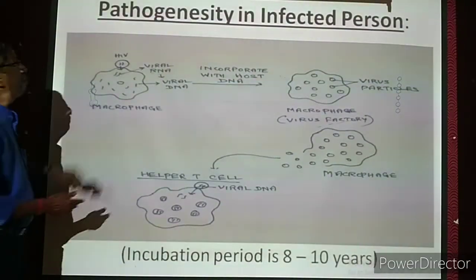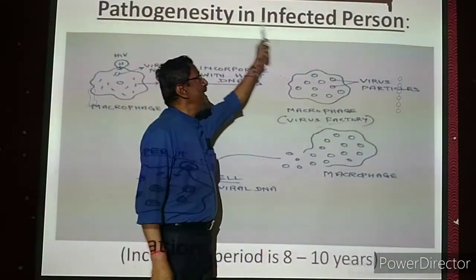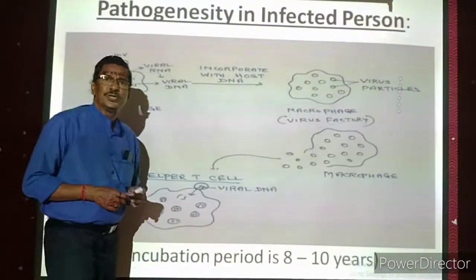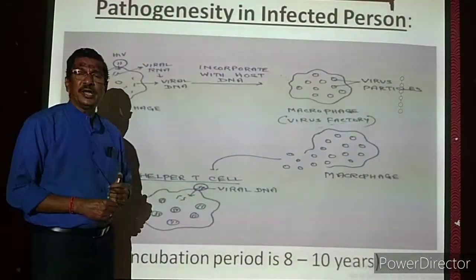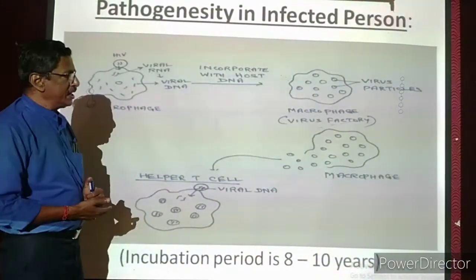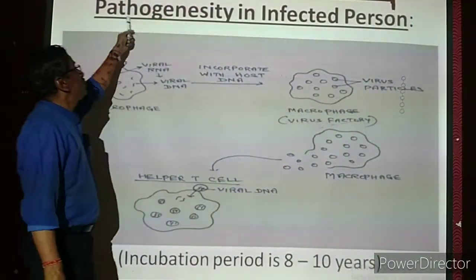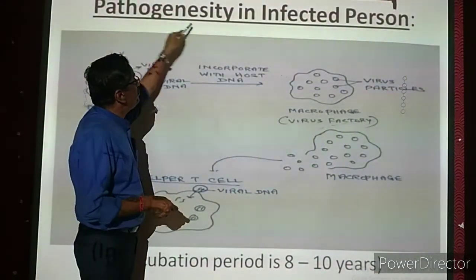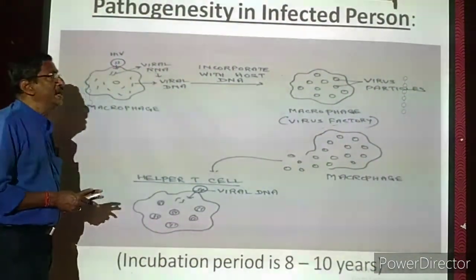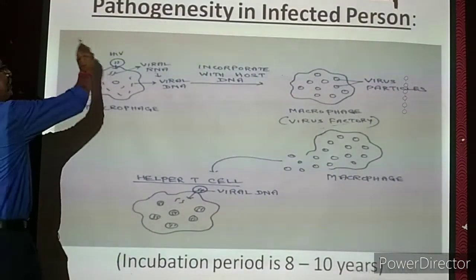Now we are going to see pathogenicity in an infected person. What is the meaning of pathogenicity? Once the HIV virus enters into one person's body, how is it multiplying? That is only the pathogenicity. Pathogenicity means entry of microorganism and multiplication of microorganism in the infected person. That is called pathogenicity.